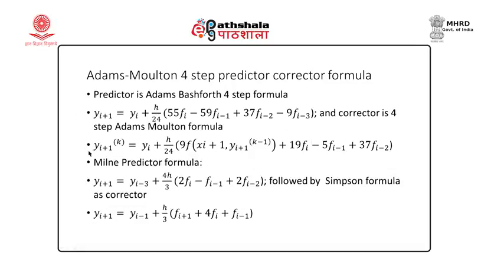So, the advantage of this is that because we are calculating y_{i+1} minus y_i and we are ensuring it is less than epsilon, we have the estimate of how accurate the result is.